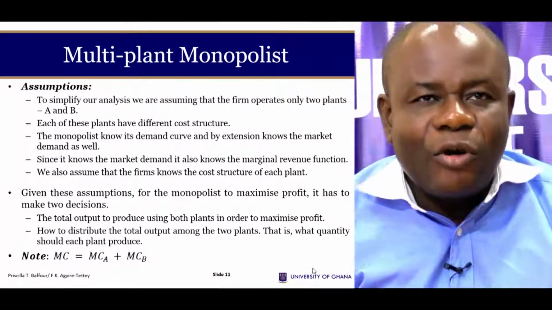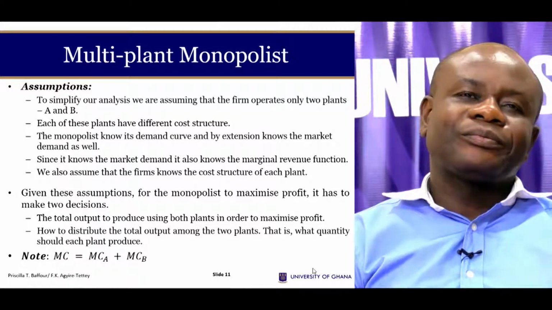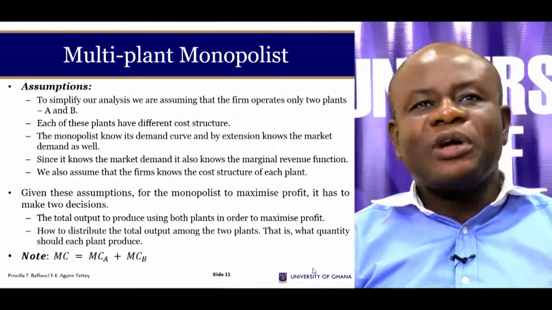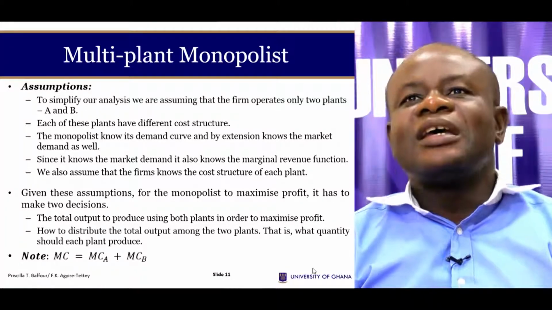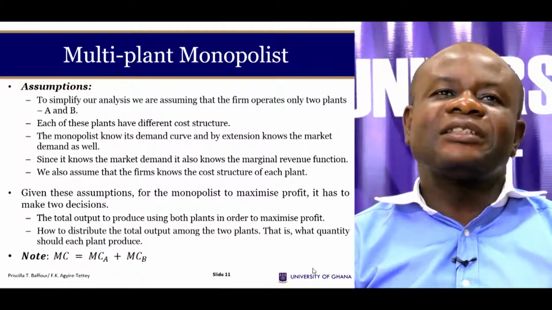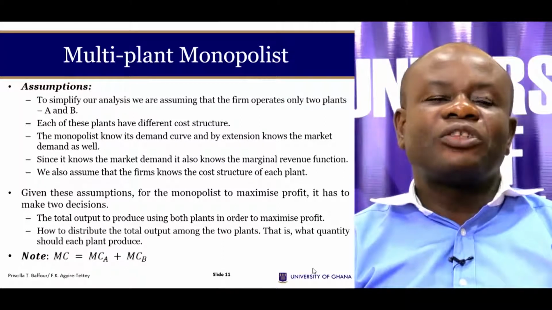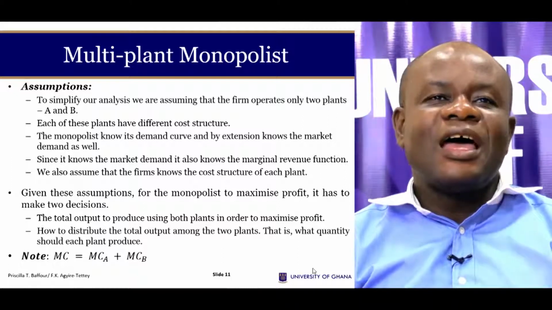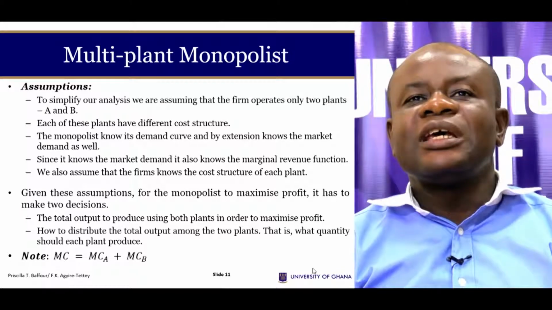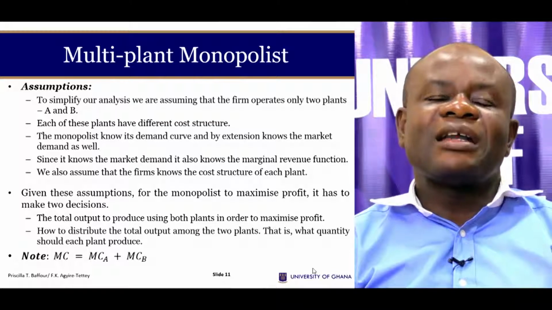Now, let's look more into the multi-plant monopolist. First, we have to make some assumptions. We are going to assume that the monopolist operates just two plants, that is, plants A and B. Each of these plants has a different cost structure. And we're also going to assume that the monopolist knows its demand curve, and by extension knows the market demand as well.